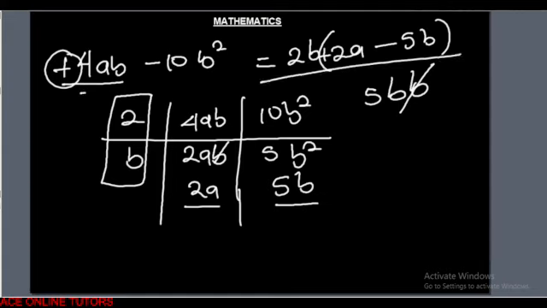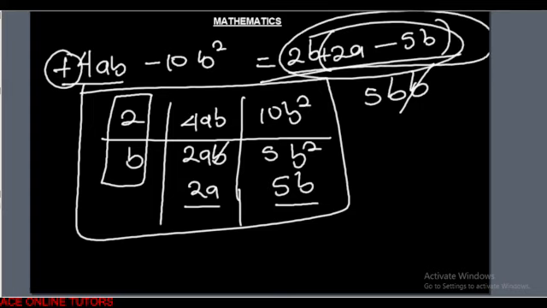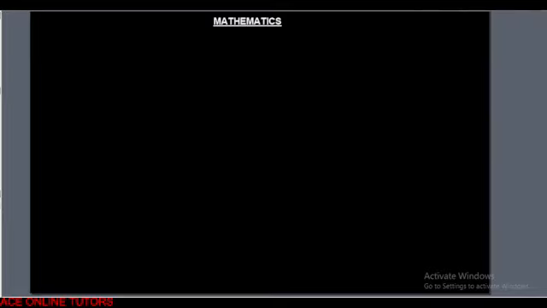But this particular process of finding the HCF, you don't need to show it. What you just need to show them is this particular one. So nobody will ask you to show them how you actually got 2b to be outside, then 2a minus 5b to be inside the bracket. They are not going to ask you that. Let's see if you can still do one more on factorization.